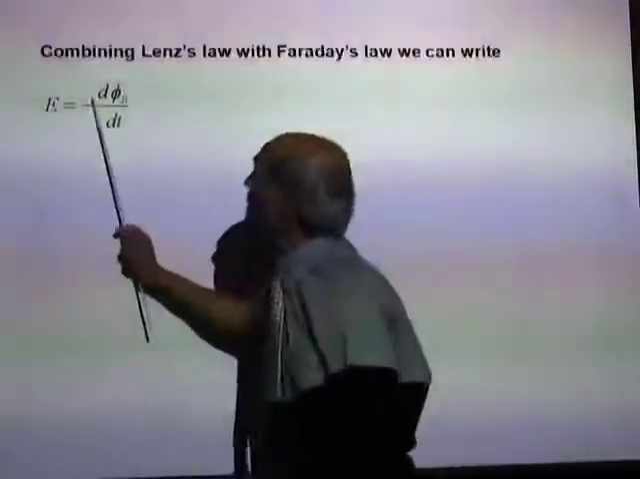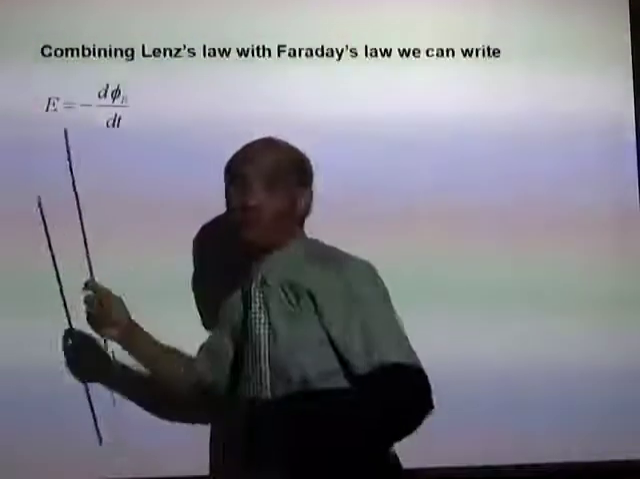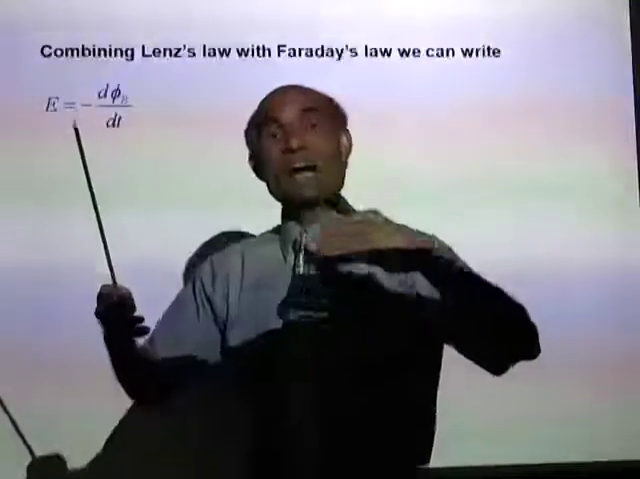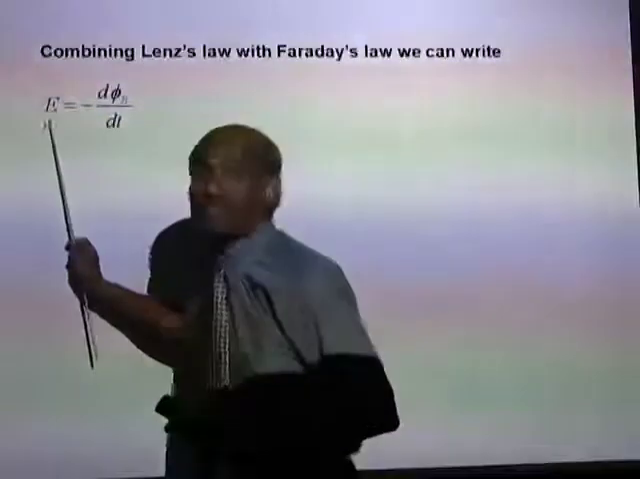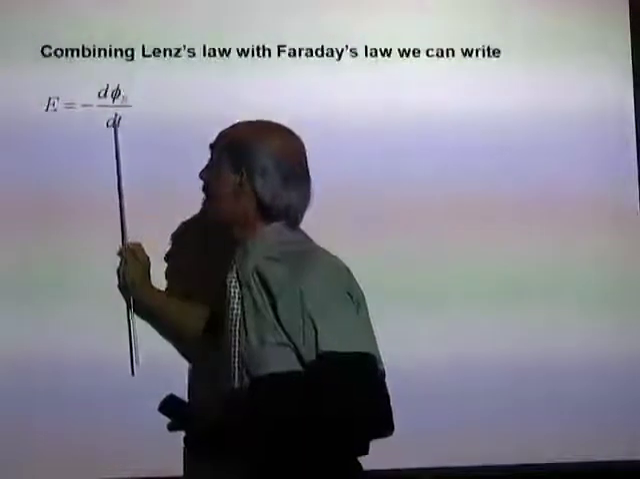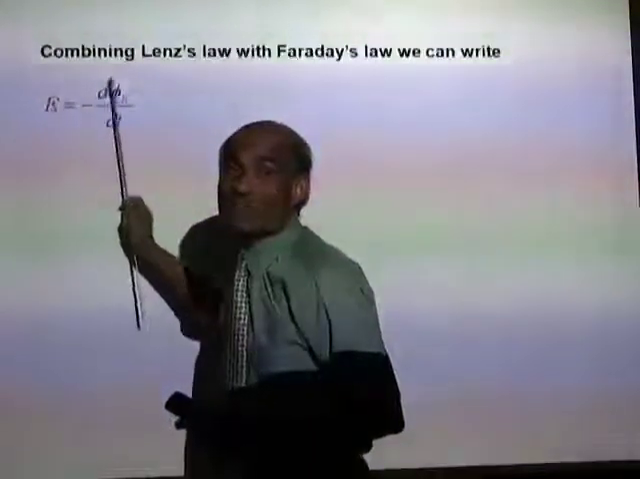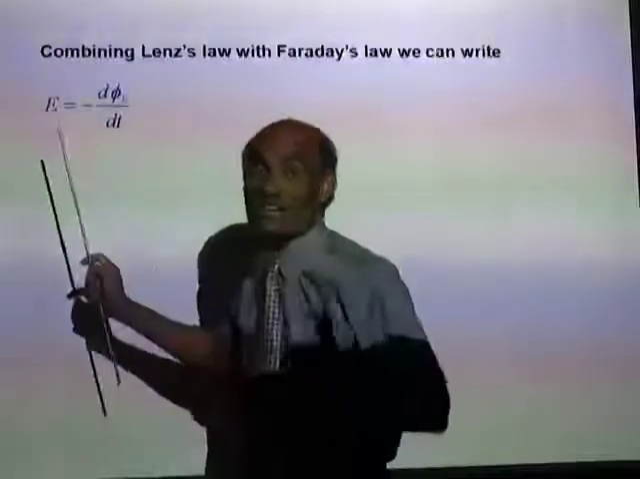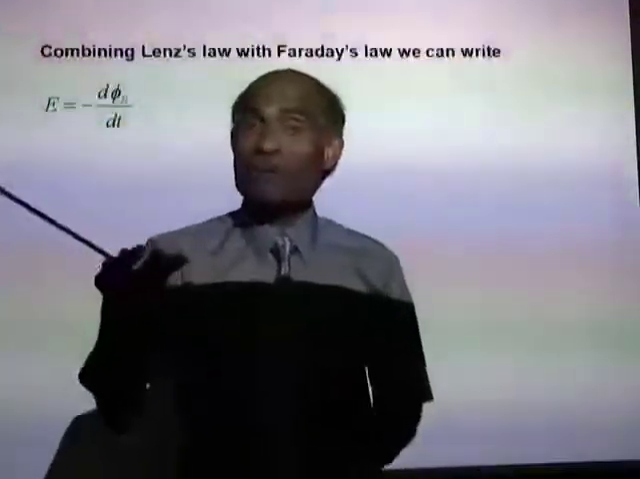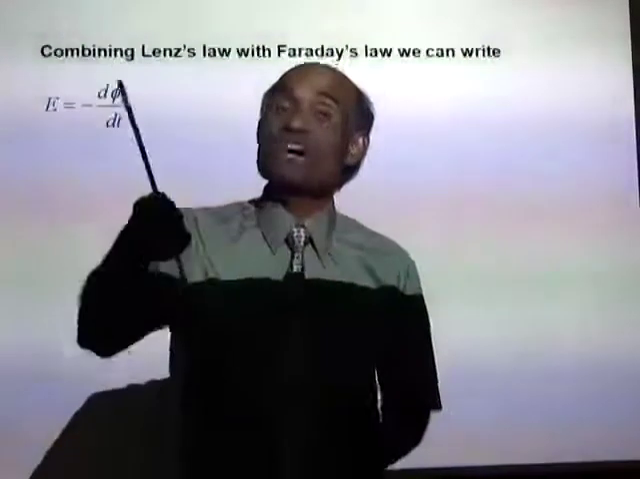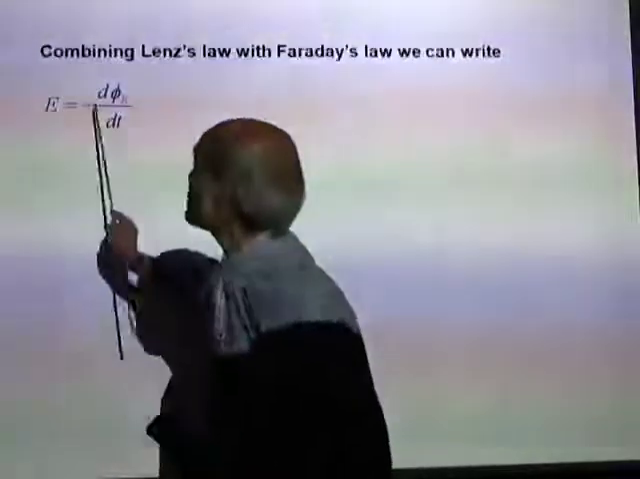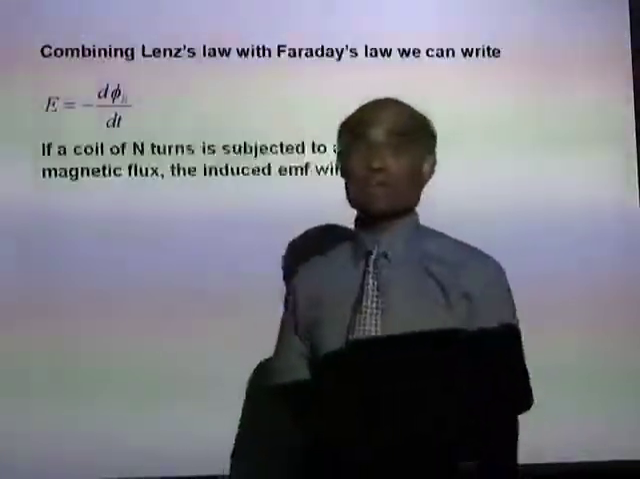What does that mean? Well, all we need to do is combine the two laws, Faraday's law of electromagnetic induction and Lenz's law together, which gives us that equation: E equal to negative d phi by dt. E equal to d phi by dt is Faraday's law, and Lenz's law says the direction of the induced EMF is such as to oppose the cause of induction, and that is indicated by the negative sign.